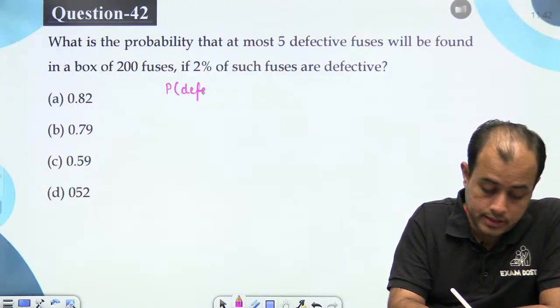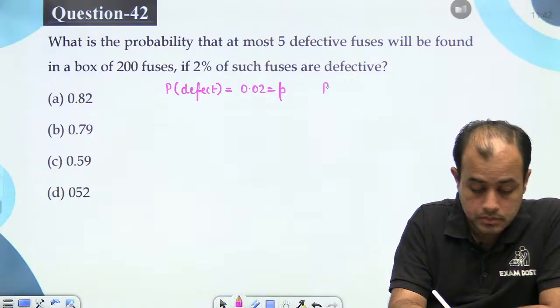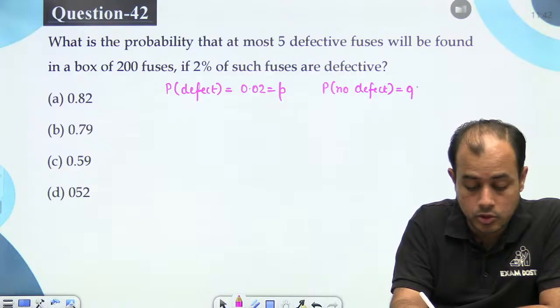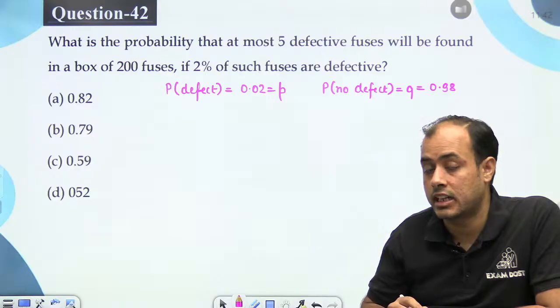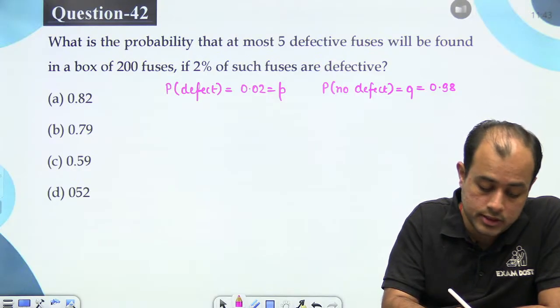Probability of defect, no defect. Here I will use a binomial random variable. There are two possibilities: a fuse is defective or not defective. At most 5.